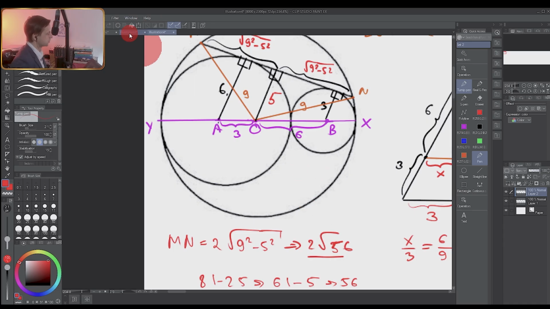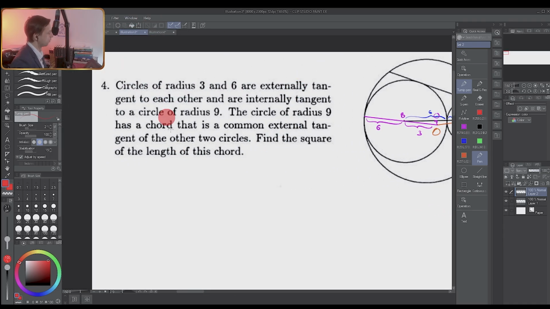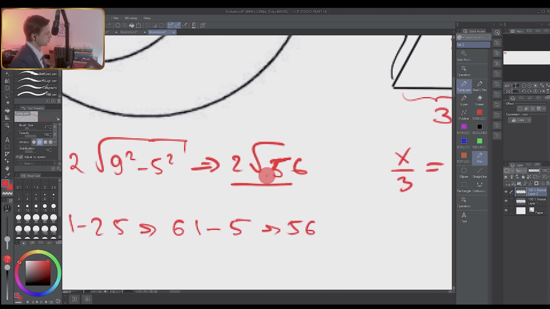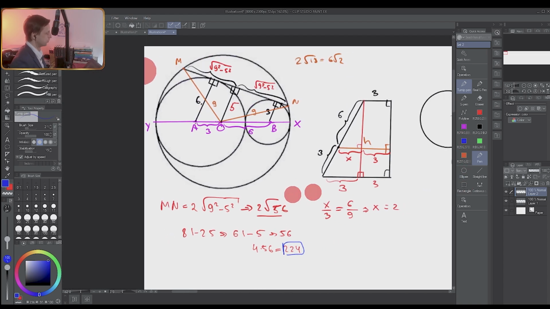What do they ask us in this problem? They ask us to find the square of the length of this chord. So the length of this chord is 2 square root of 56, and the square of this number is simply 4 times 56, which is 224. And 224 is the correct answer for your problem.